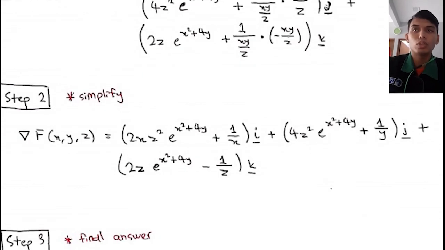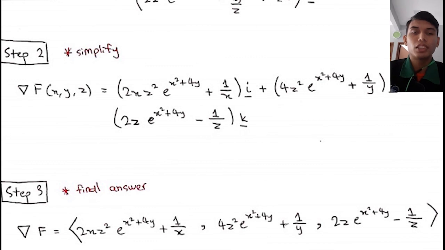Second step, we need to simplify. The answer is nabla f(x, y, z) equal to 2xz squared e to the power of x squared plus 4y plus 1 over x i plus 4z squared e to the power of x squared plus 4y plus 1 over y j plus 2z e to the power of x squared plus 4y negative 1 over z k. Lastly, step 3 is the final answer that needs to be returned as shown in the example.